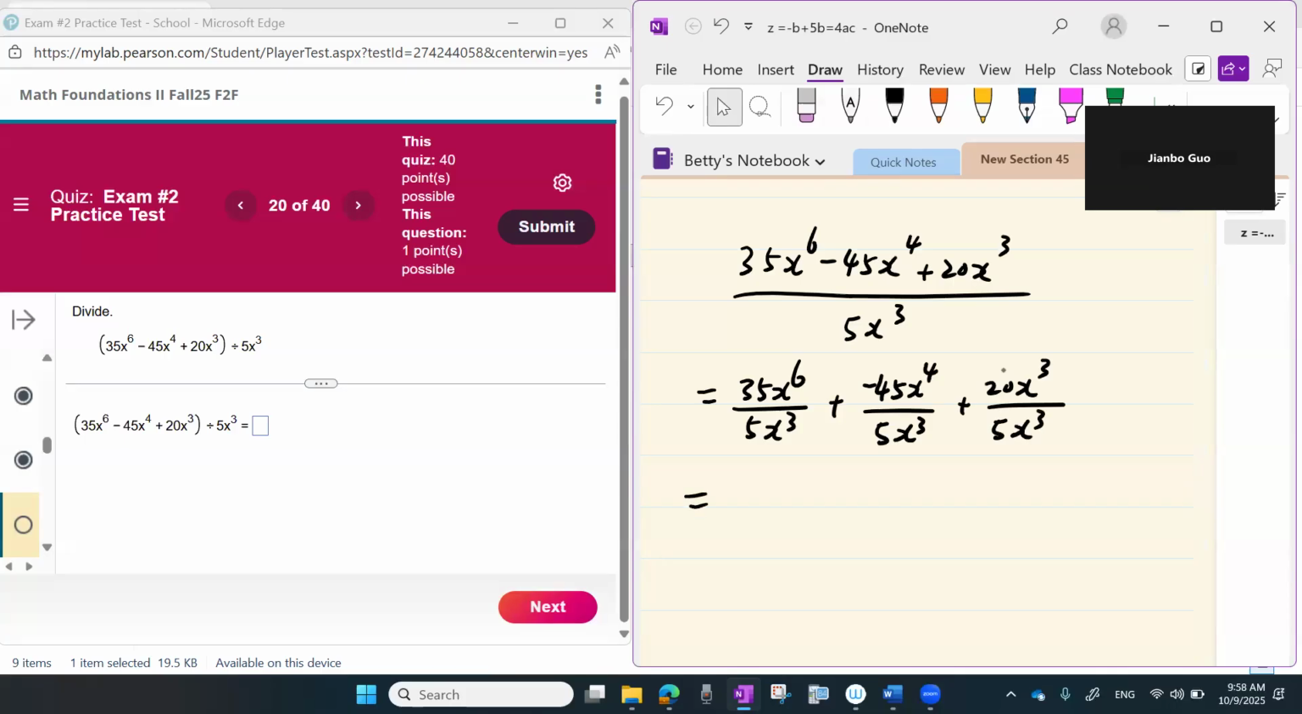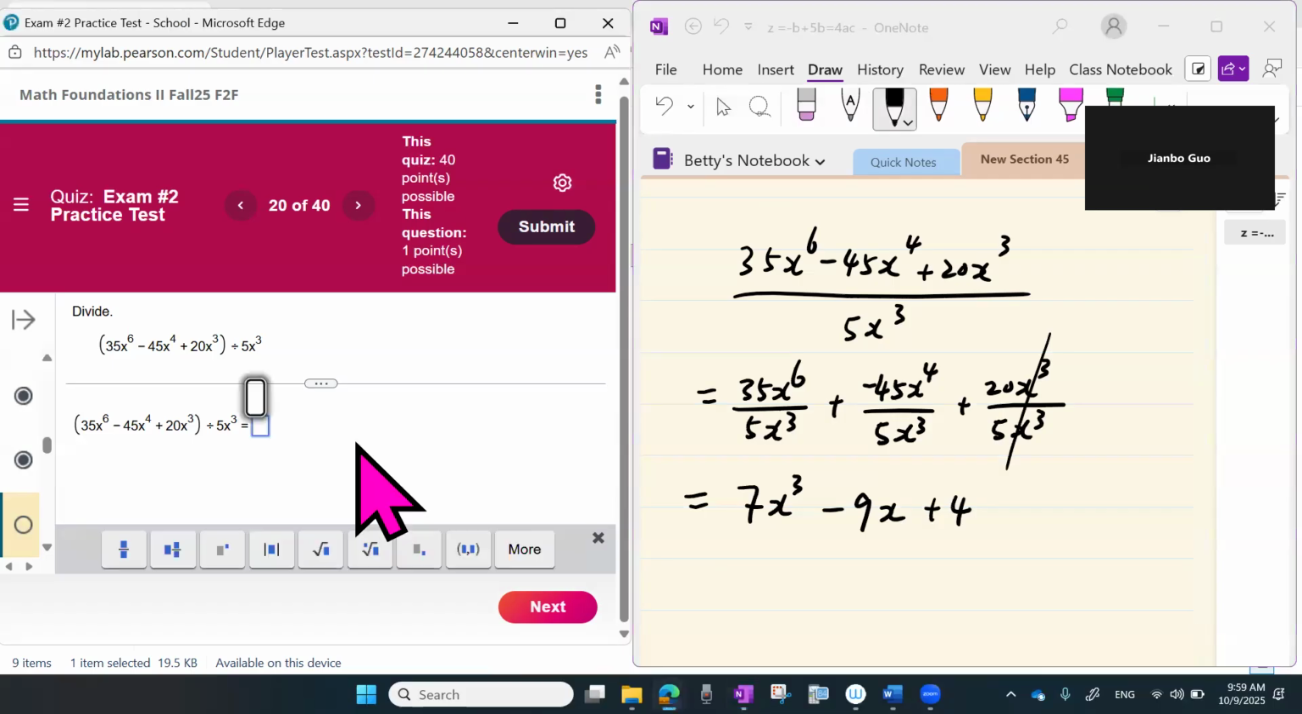Simplify. 35 over 5 is 7. X cubed, since 6 minus 3 is 3. -45 over 5 is -9, and 4 minus 3 is 1. 20 over 5 is 4. Cancel x cubed, right? So the answer is a trinomial with degree 3. It is 7x cubed minus 9x plus 4.